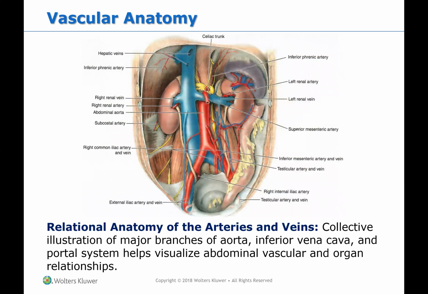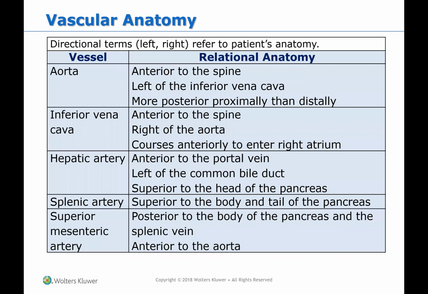This is another image that is just good to see how everything is connected. I really want you guys to learn this. I think this is so important, and it's going to help you. Most of this should be review from pathology or anatomy, but it's going to be really important to know where you are and what the relations are as you're scanning.